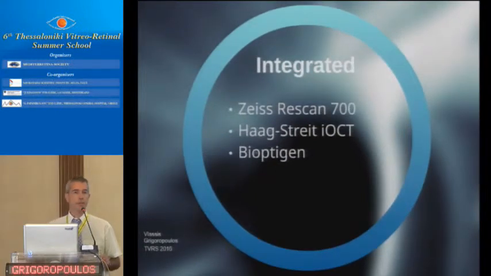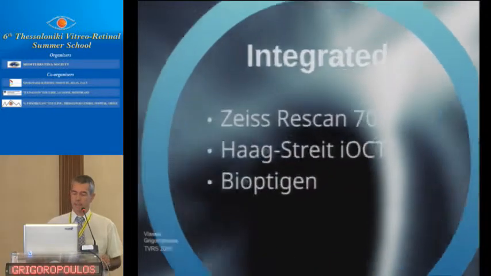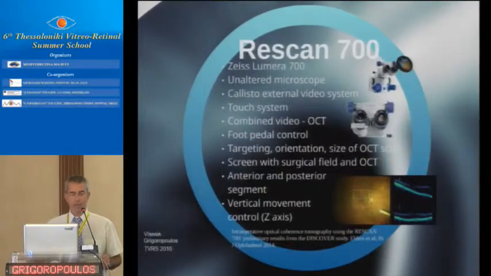So far we have 3 commercially available solutions that are integrated OCT. One is the Zeiss Rescan 700. This is based on the Zeiss Lumera 700. It's using the Callisto external video system. It's using a touch system, and has video and OCT combined in one picture. It has control through the foot pedal, and the surgeon can, from the machine, change the target, change the orientation, and change the size of the OCT scan.